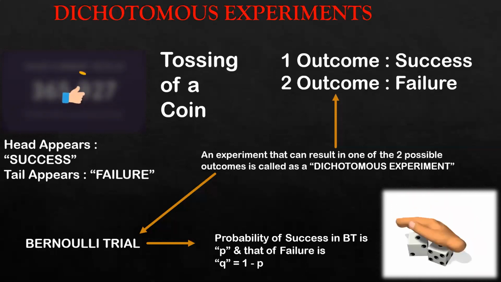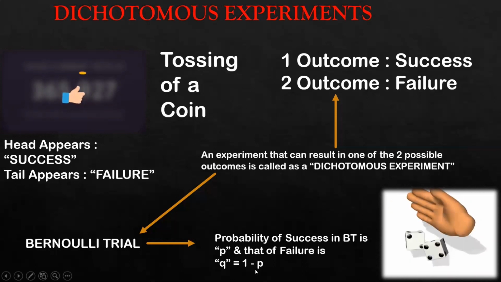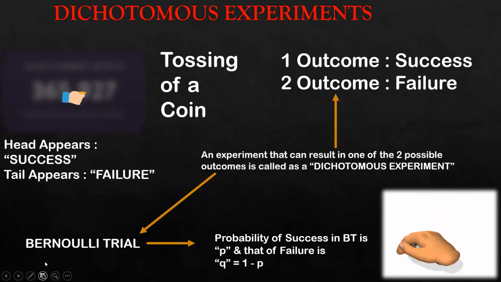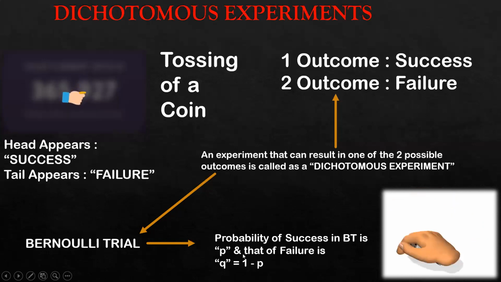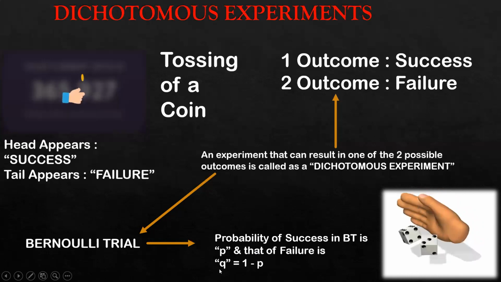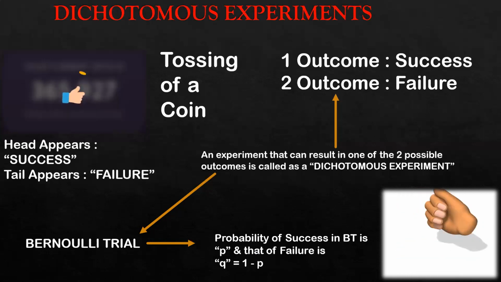Similarly, Q will be equal to 1 minus P. That is 1 minus half will give you a half. So in a Bernoulli trial, the probability of success is represented as the letter P and that of failure is represented as Q. And Q can be found out as 1 minus P.